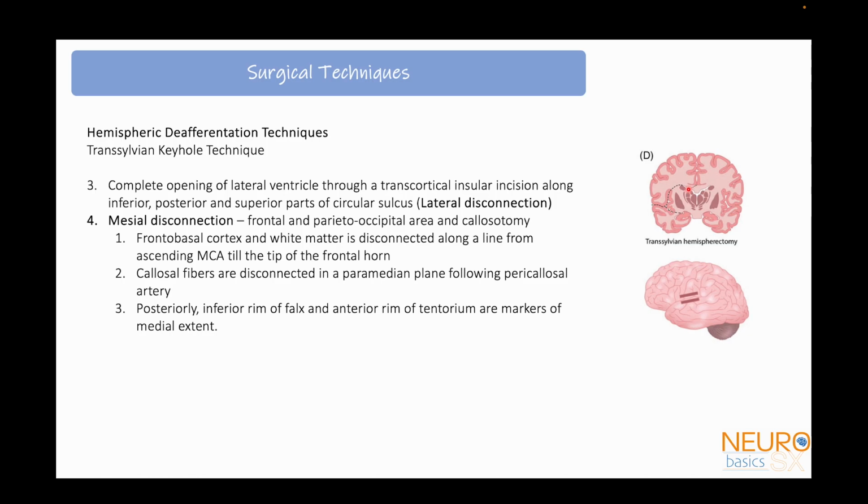So that is a lateral disconnection. Once you have opened the ventricle and gotten inside, you can disconnect the corpus callosum through the ventricle. So that is a callosotomy. You can also go anteriorly and posteriorly and disconnect the frontal and the parietal white matter up till the point of the falx.